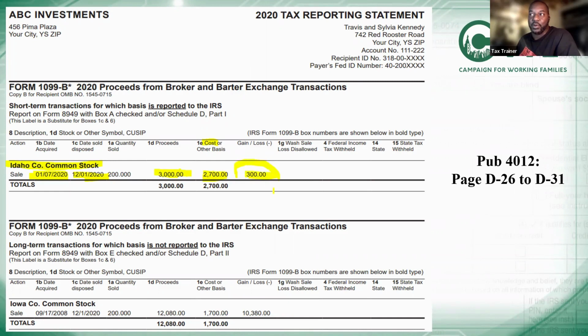And I've got to pay taxes on the $300. The tax on the three.